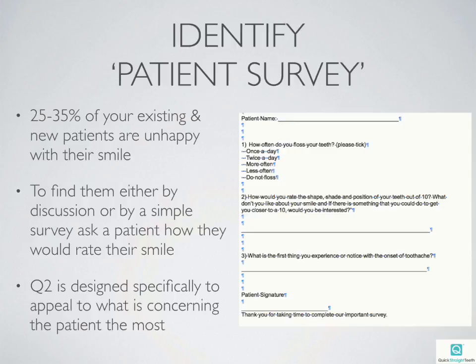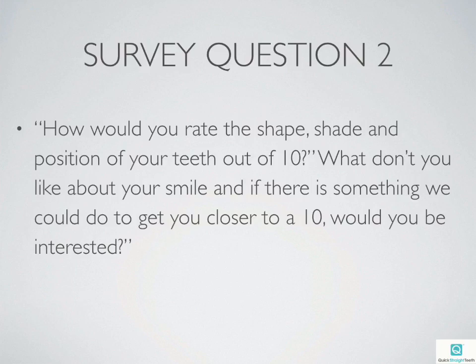Now, what we're really interested in is question number 2, and it's written specifically to give you the answers that you need. So how would you rate the shape, shade and position of your teeth out of 10? So they're going to give you a number, a rating, and if it's not 10, then you've got potential of doing some work for them. What don't you like about the smile? So in other words, ask them to tell you exactly what's wrong with the wonky teeth or yellow teeth. And if there's something you can do to get you closer to 10, would you be interested? Now what this does is opens up the door for you to have a discussion with the patient.